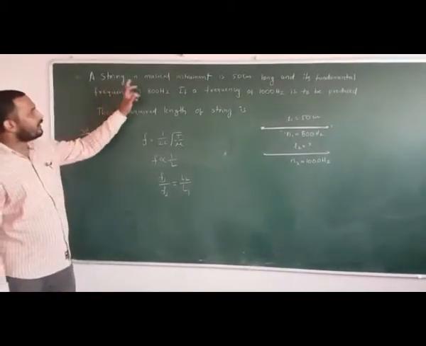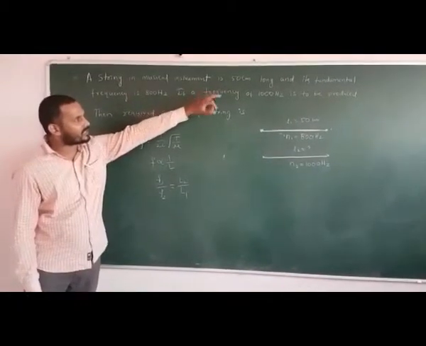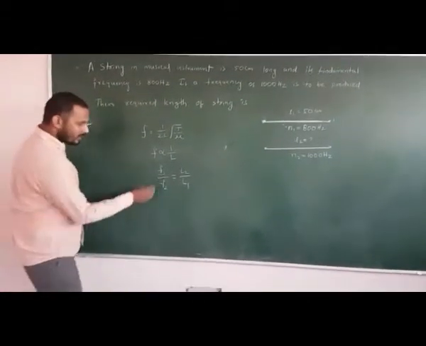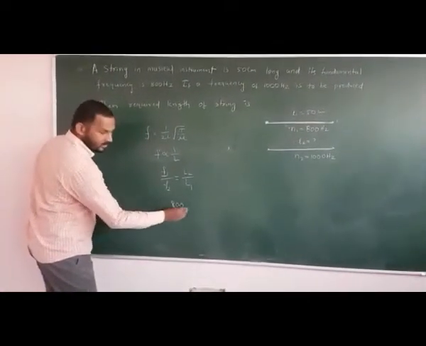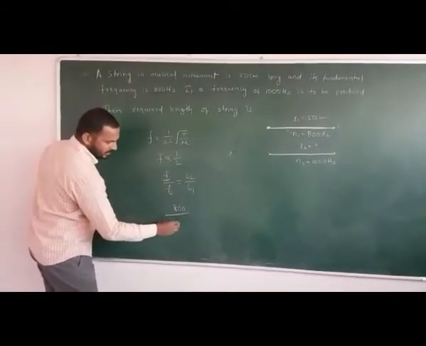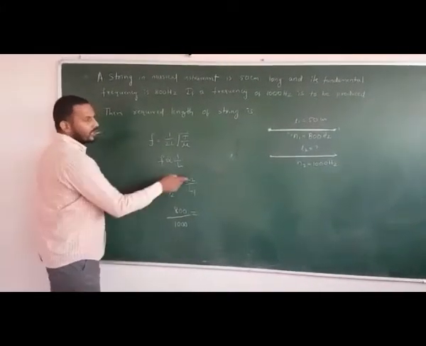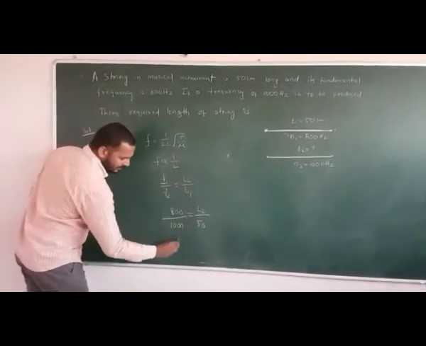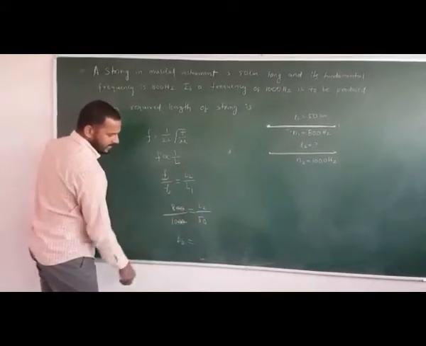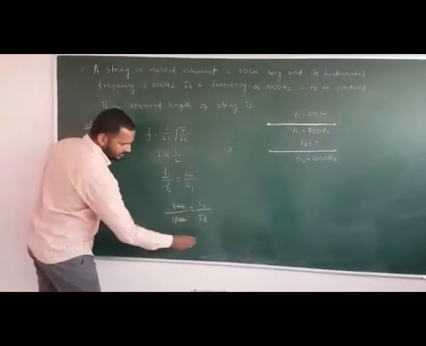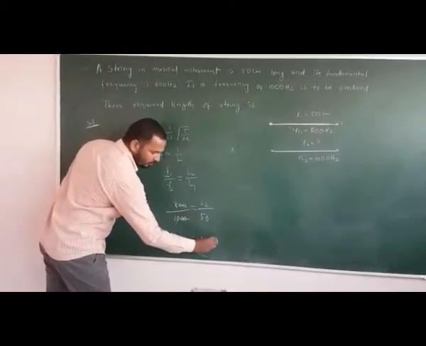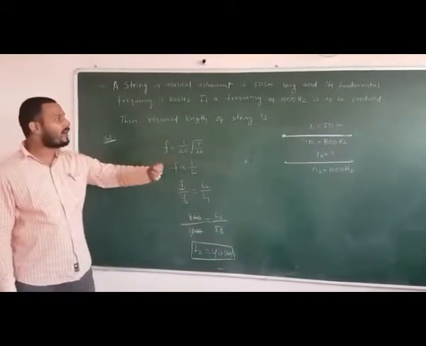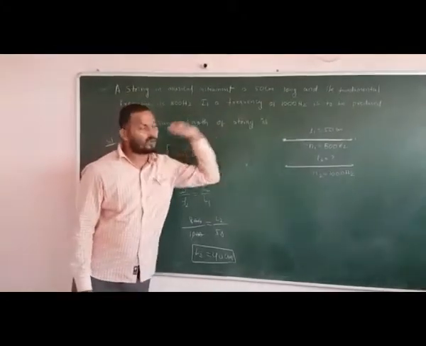For f1, the string in the musical instrument has a length of 50 cm, and its fundamental frequency is 800 Hz. So f1 is equal to 800 Hz. The second frequency is 1000 Hz, and L2 we don't know. L1 is 50 centimeters. From this relation we get L2, where the zeros cancel and the terms are taken to the other side. Then L2 is equal to 40 centimeters. So at a length of 40 centimeters, the second string has a fundamental frequency of 1000 Hz.